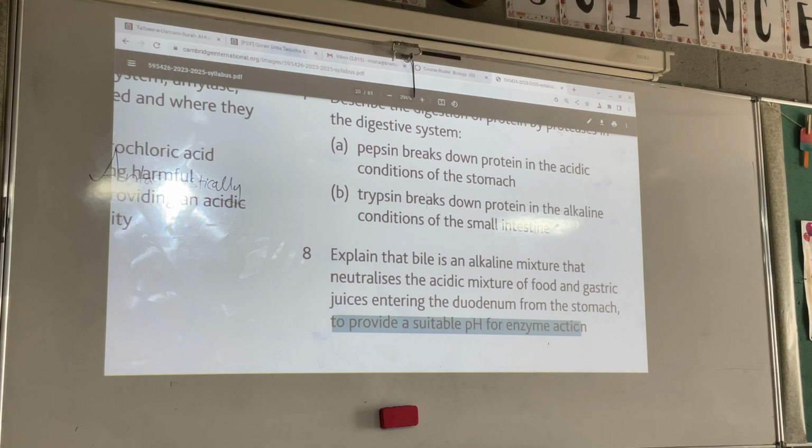Second function of bile is emulsification of fats. Is this clear? So this function is very important. Okay, if they give you 2 marks for the function of bile, it means you have to write down 2 valid points. So one point is about emulsification, second is about neutralizing the acidic mixtures of food and gastric juice to provide optimum pH for the enzyme to work.